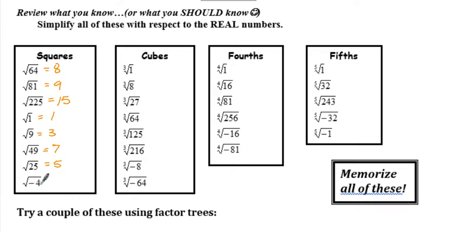Now, square root of a negative, remember, that's not a real number. That's an imaginary number, right? That's the square root of 4 times the square root of negative 1, which is i. So there are no real solutions to this. Right, so that's an imaginary number.